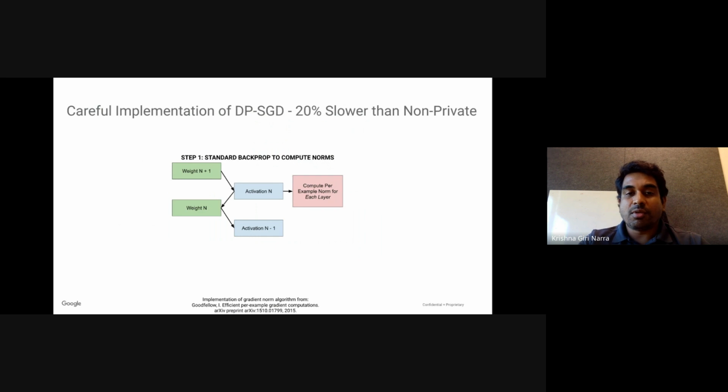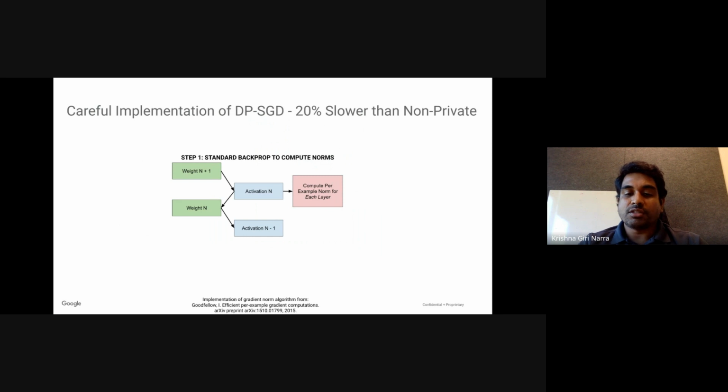There is work by Ian Goodfellow, cited in the slide, which provides a way to efficiently compute per-example gradient norms without actually materializing the gradients for fully connected layers. We use this approach, since embedding layers can also be considered as fully connected layers with one-hot encoded inputs. And since ads models mostly comprise embedding layers and fully connected layers, we take this trick and apply it to the model. So we implement a two-pass algorithm.